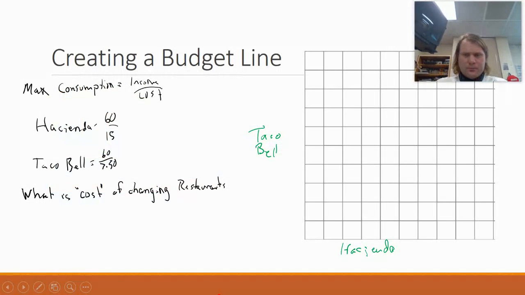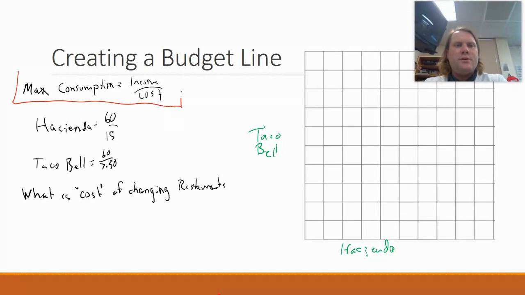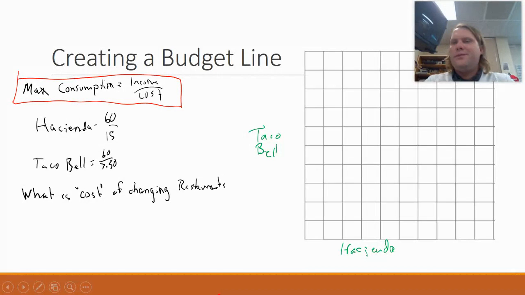Now, if we're going to put this on a graph and we want to get technical, we can figure out our max consumption of each. That's going to be income divided by cost. You have to excuse my handwriting on here. My screen moves every time I touch it, so just bear with me. I already did the math for us. I can go to Hacienda 4 times. We looked at that on our T chart. I can go to Taco Bell 8 times.